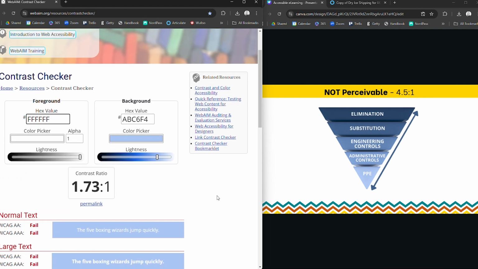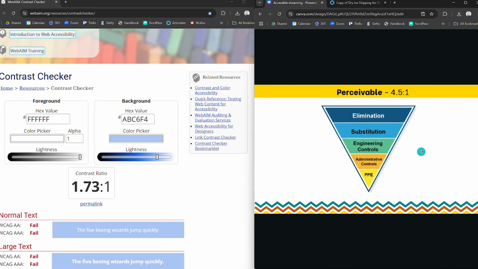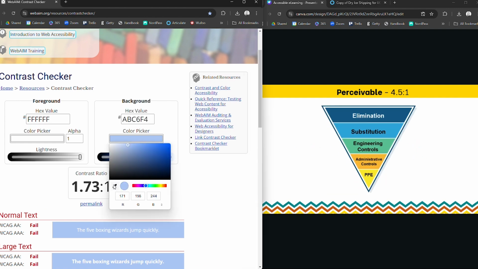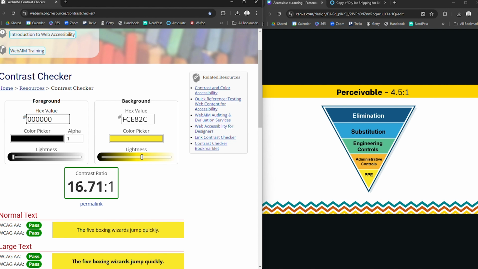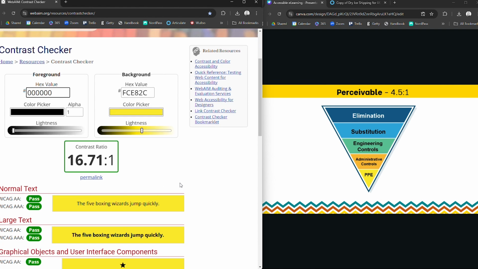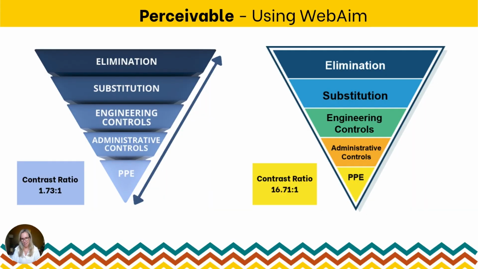So as an alternative image, this is the new image that I chose. So let's use the color picker, grab the yellow, change the white to black. And you can see that it passed. So that's a quick way to check your colors to make sure that they are perceivable. So contrast ratio fail, pass.